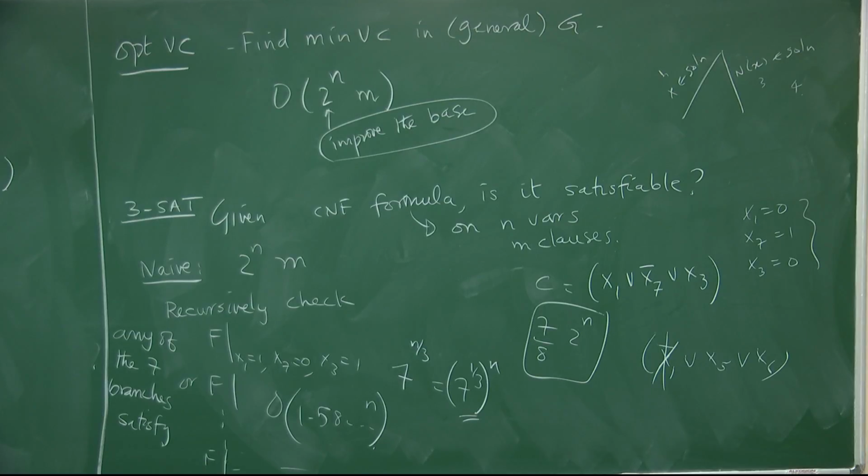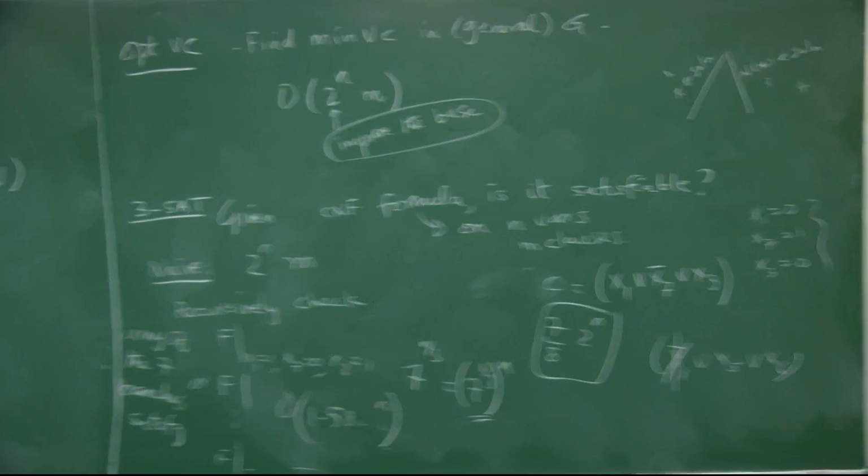So what's a brute force algorithm? Try all subsets. You're looking for a subset. So try all subsets and just go through every vertex and see whether anything which is not there, there must be some neighbor here.